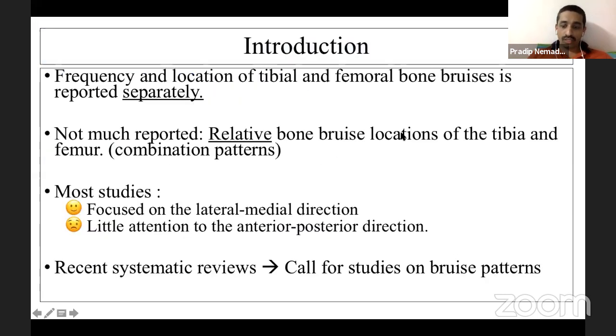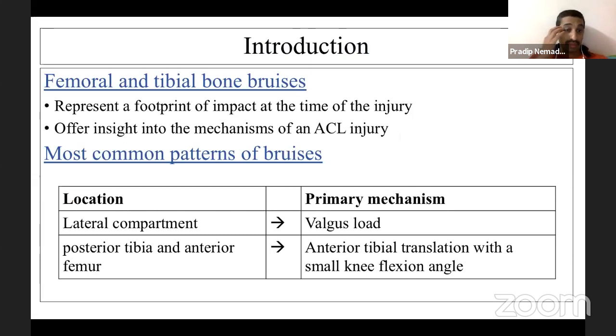So the authors say that the femoral and tibial bruise patterns represent the footprint of the impact of the ACL injury at the time of injury, and they generally offer insights into the mechanism of injury. Generally the lateral compartment will tell us that a valgus load is applied, and the posterior tibia and anterior femur will tell us that there was anterior tibial translation with a small knee flexion angle.